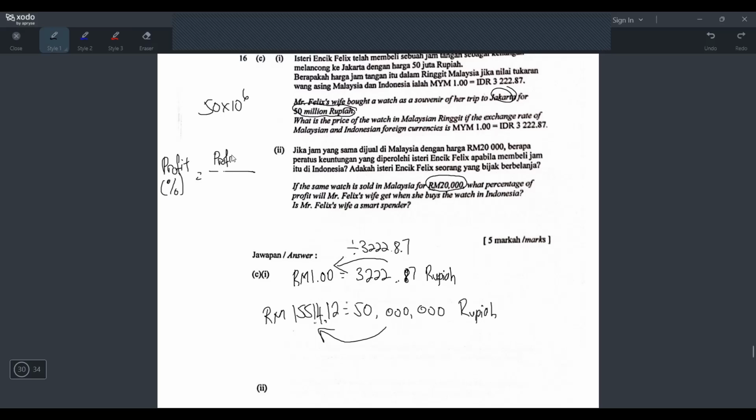Use the profit, divide with the initial cost, and then times 100. Cost has to be the original cost. Okay, and then you will get the answer in percentage. That will be the profit in percentage.